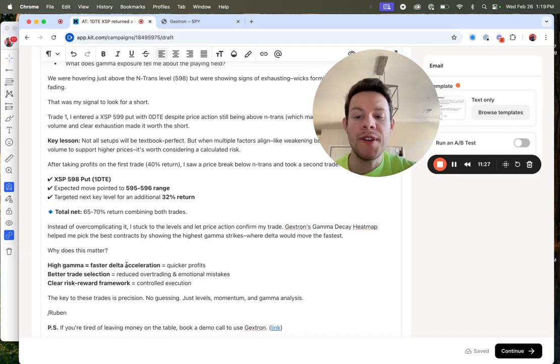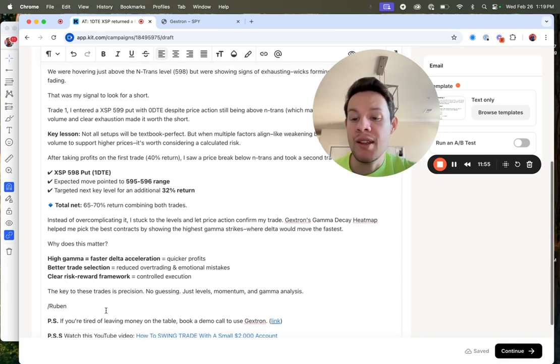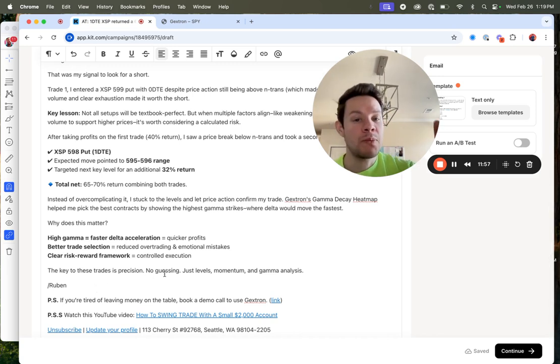So high gamma equals faster delta acceleration, but it also comes with risk. Okay, but it means quicker profits. So when you're right on the direction, you're going to get very fast profits. Better trade selection, right? It reduces overtrading and emotional mistakes. So I am picking the right contracts at this point. Like I'm letting Gextron do all the heavy lifting, right? It's like, tell me the best contracts to pick. And then a clear risk to reward framework, right? Control execution.